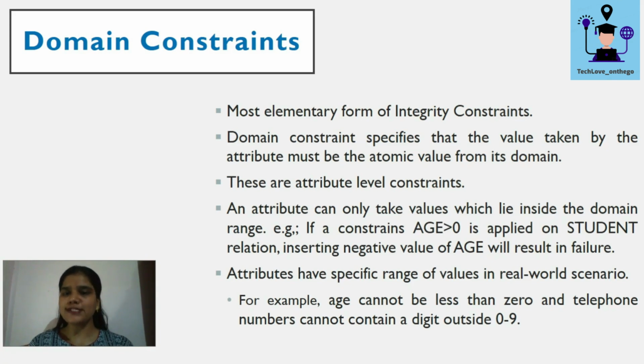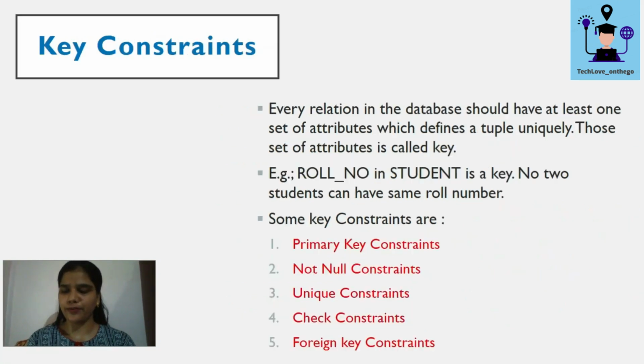Example, if a constraint says that age should be greater than 0 is applied on the student relation, inserting a negative value for age will result in failure. So if you are applying a constraint that in your student table age should be greater than 0, then you cannot insert any value which is less than 0. So in that case your operation will definitely fail. Attributes have a specific range of values in real world scenarios. For example, age cannot be less than 0, and a telephone number cannot contain a digit outside 0 to 9. So you cannot enter any telephone number where the digits are outside 0 to 9. You cannot enter any alphabetical character. So that should be kept in mind.